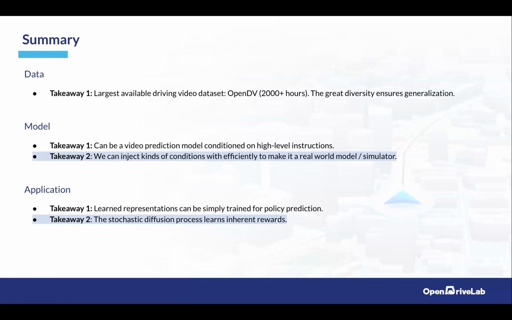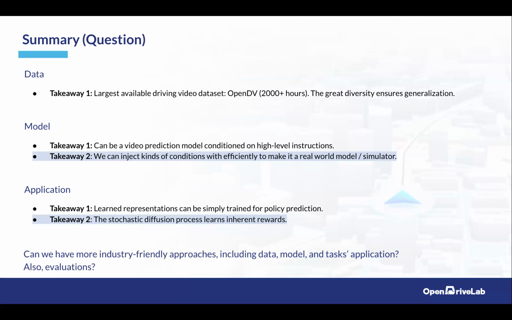But the reality is that we cannot apply these models in the real world, because applying this diffusion model on vehicles is very time-consuming, and we do not have such large-scale data, like hundreds of millions of data in the industry, to realize deployment. So the next question is, can we have more industry-friendly approaches like data model and text applications? Also, how can we evaluate these models, as Ted just mentioned?